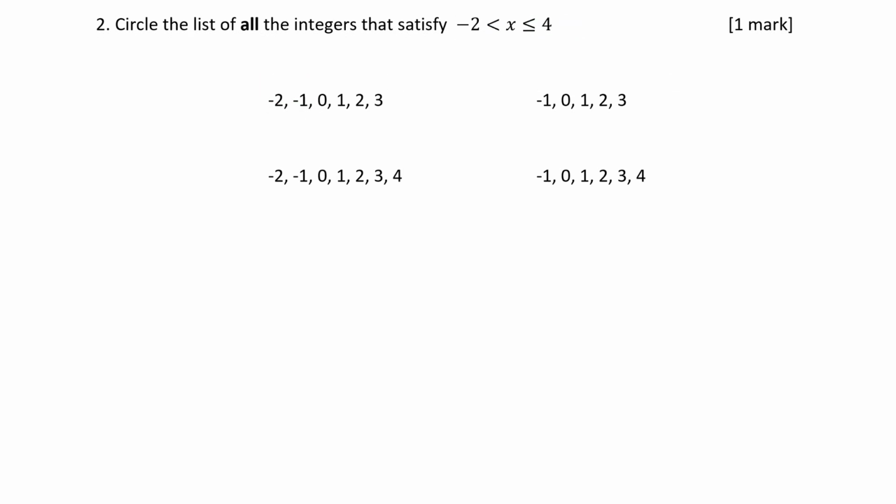Question 2. Circle the list of all integers that satisfy -2 is less than x, which is less than or equal to 4. Okay, so our value of x lies between -2 and 4. It can equal 4, but it can't equal -2. So it's going to include the numbers -1, 0, 1, 2, 3, and 4. Which one's that? It's that one there, isn't it?